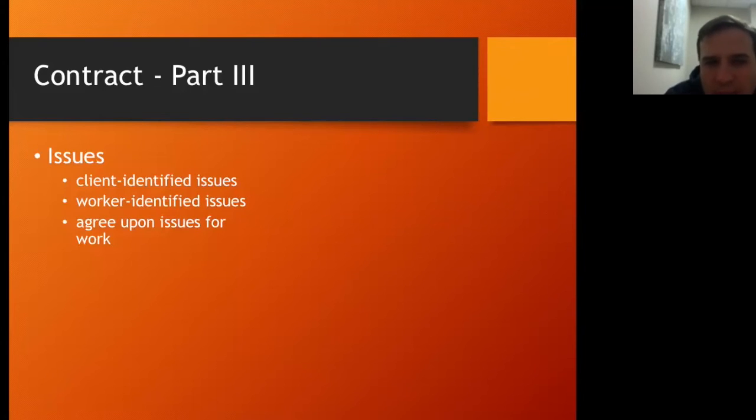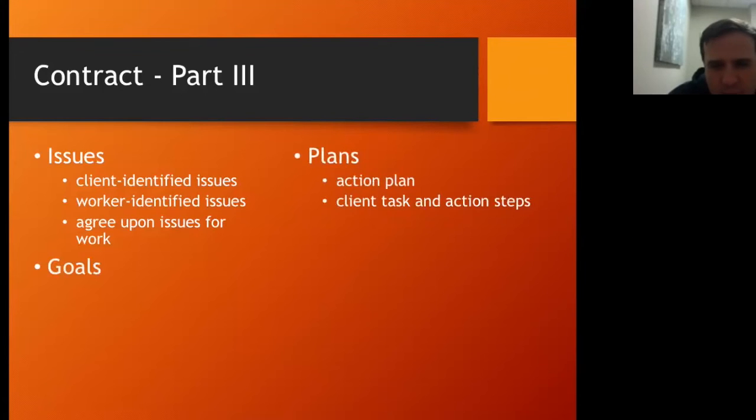And so you want to make it, again, collaborative. You want to make sure that their identified issues are in there, but also bring your clinical knowledge to the work. You want to set goals and plans, the action plan. What are you going to do? If it's within your agency, how often do you want to come? What type of services make sense for you?